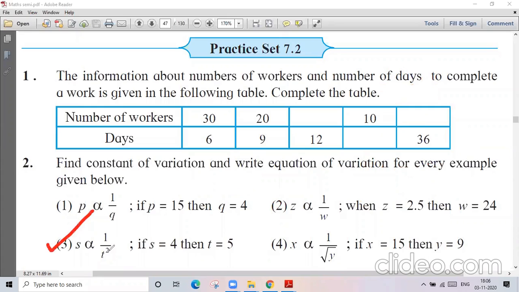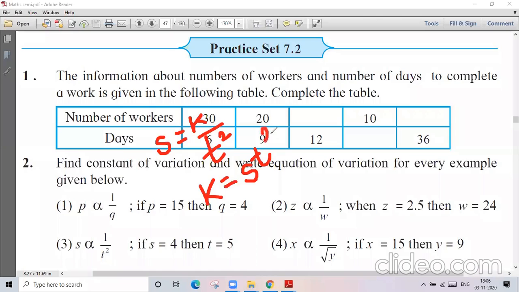Here there is t square, pay attention; you have to square the t. Don't make a mistake here. So S is inversely proportional to t square. That means s is equal to k upon t square. That means k is equal to s into t square. Now put the value. S is 4.